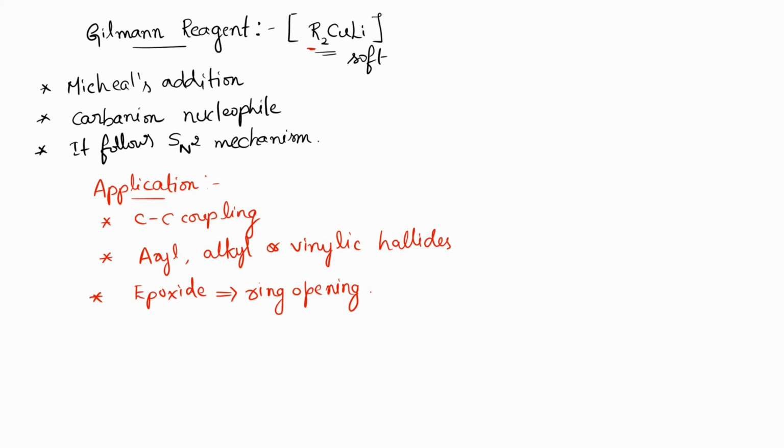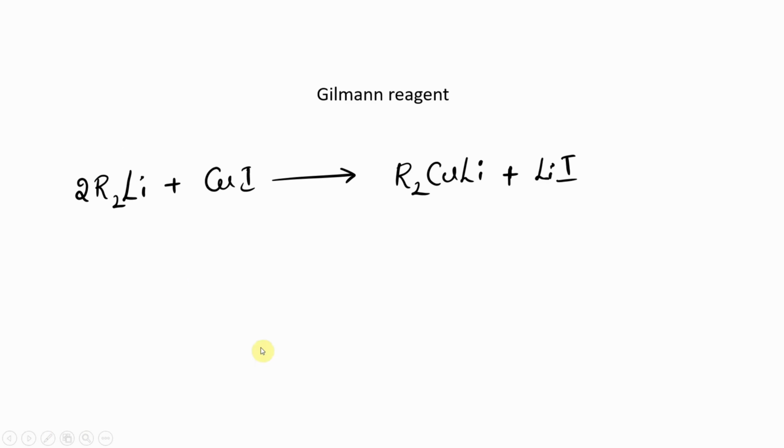Next we'll discuss how it is prepared in our laboratory. How can we prepare a Gilman reagent? For that, first we need to prepare organolithium. We know how organolithium compounds are prepared. When organolithium compounds are treated with cuprous iodide, they give us R2CuLi, leaving behind lithium iodide. So this is how we prepare the Gilman reagent.